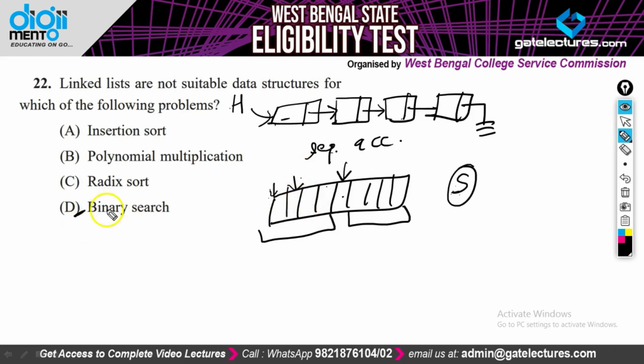If we look clearly, we can see that in binary search we are randomly accessing the median element, which is not possible in a linked list. So binary search is not suitable for the linked list. If we look at the other options, we can easily implement them using a linked list. You can try implementing them. So for this, binary search is the right option.